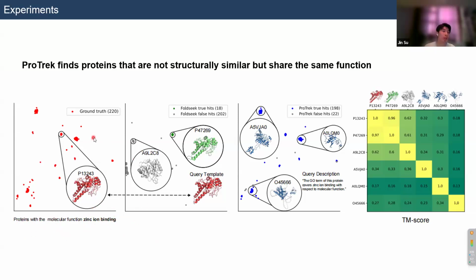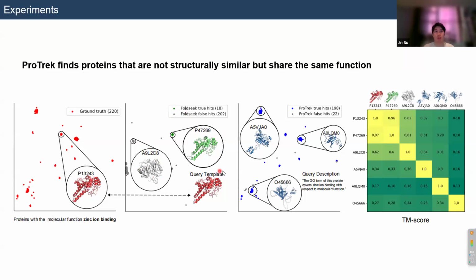And we choose one of the proteins, P13243, as the query template to be input to Foldseek. Foldseek will search candidates in our test set. Our test set contains around 4,000 proteins. These proteins are not seen during our pre-training, and we use this test set to construct a database for Foldseek to search.